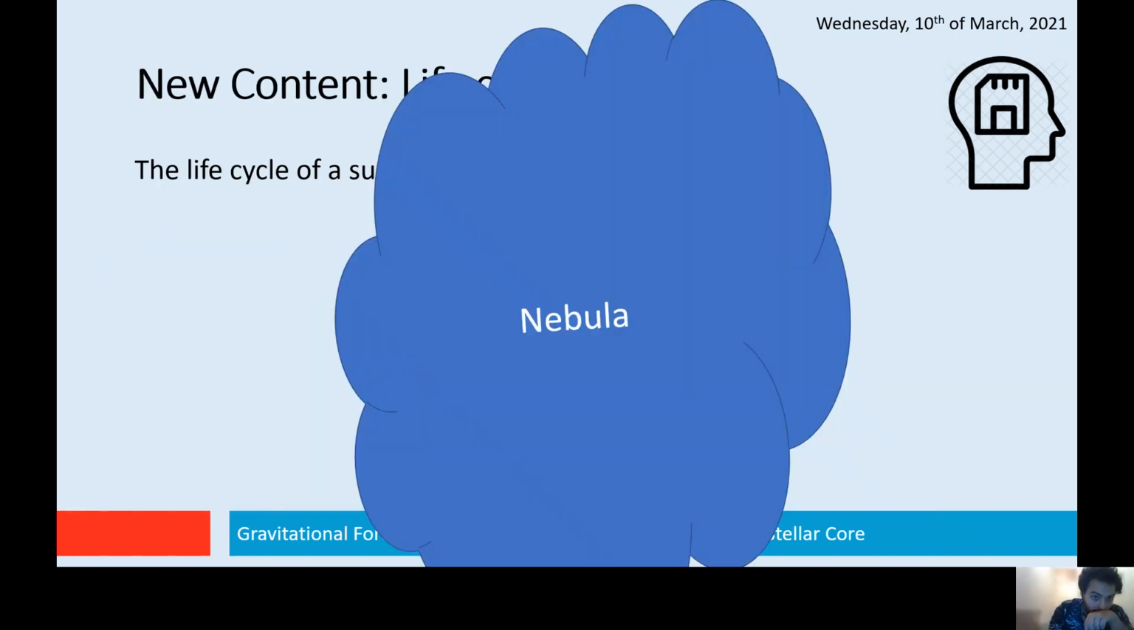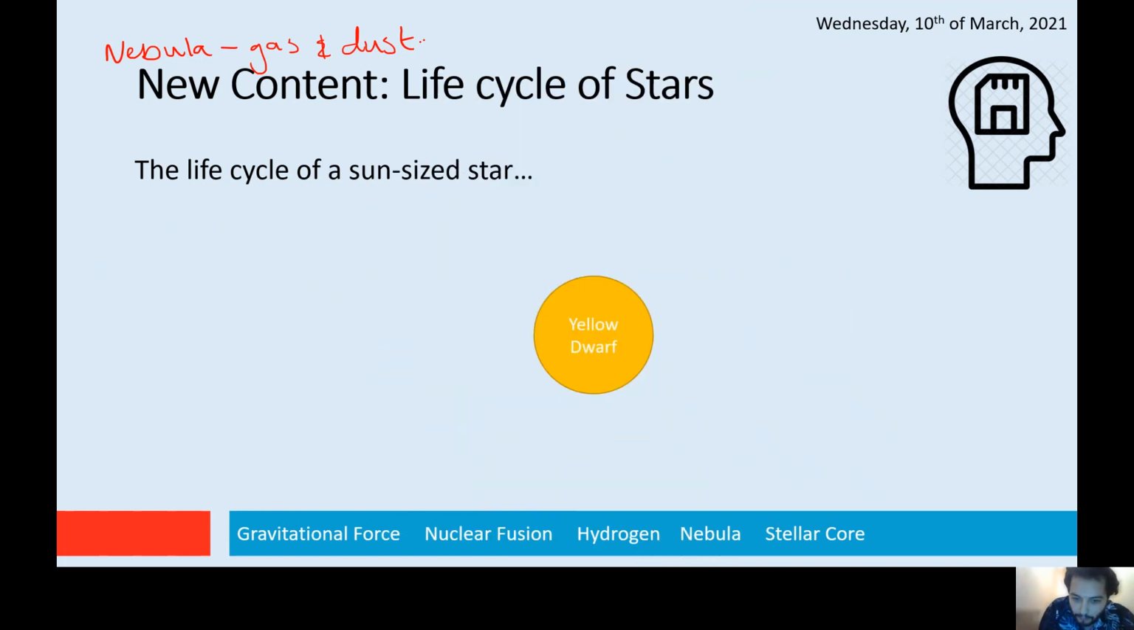So let's start off with a small, I'm going to say low mass star like our sun. So they start their life off in what we call a nebula. Now, a nebula is just a large collection of gas and dust. Now, eventually, gravity is going to pull that dust cloud together, and it's going to essentially collapse, and it's going to form what we call a yellow dwarf. That's what we call the sun. It's a yellow dwarf because it's relatively small.